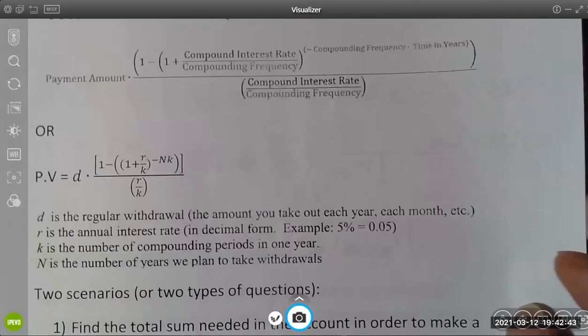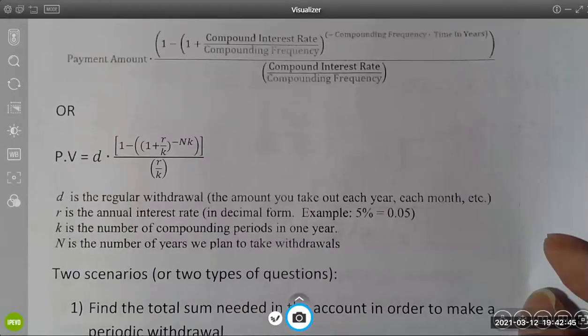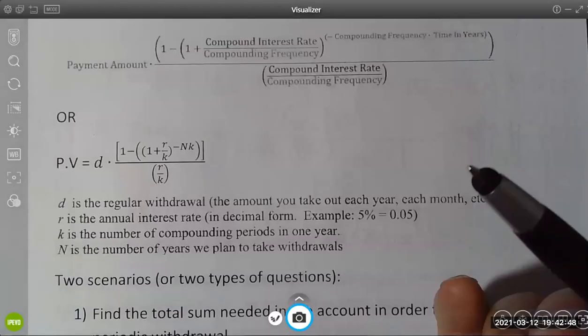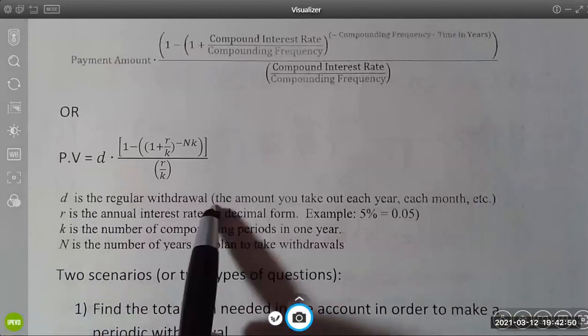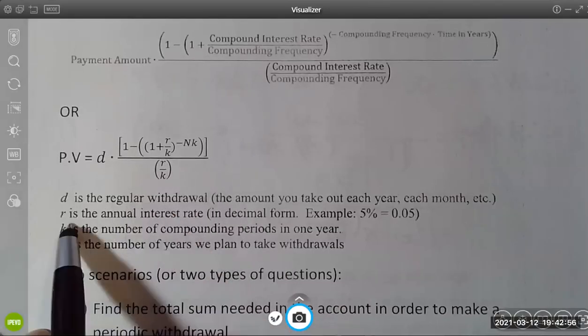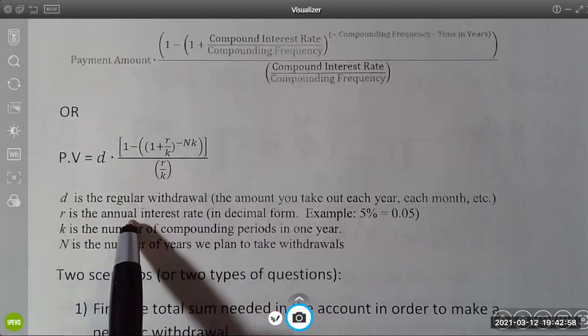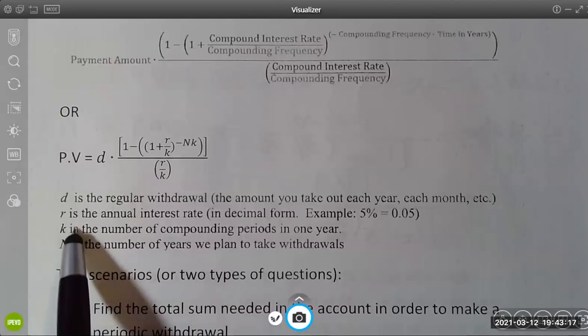The variables in the formula are the same variables you see in the future value of annuity. D represents regular withdrawal. That means periodic withdrawal or your monthly payment for mortgage. R is annual interest rate. K is how many times your account is compounded per year. And t is the time in years. So they're all the same. You may have them in your homework.